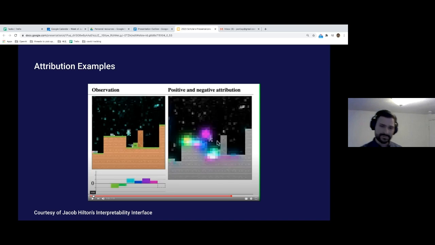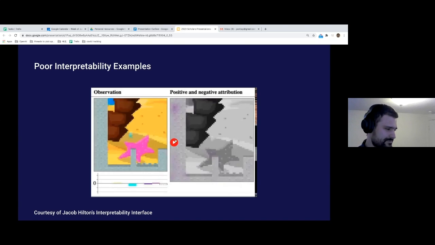And it also allows us to have multiple results, which is why you see these multiple colors: there are multiple features that a network can use to interpret the image. Now, let's see what a poorly interpretable example would be.